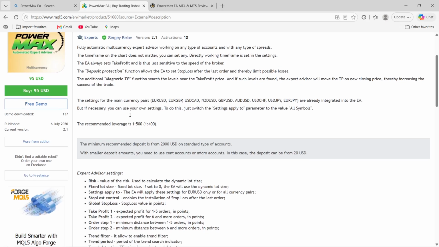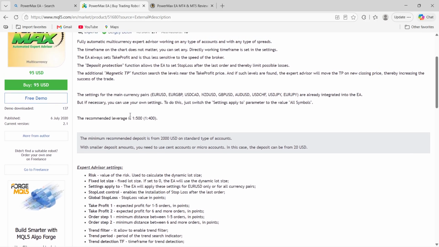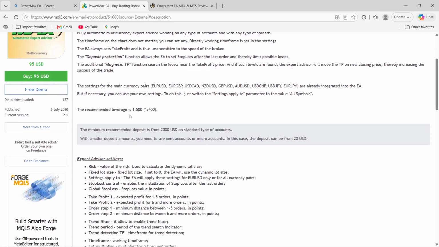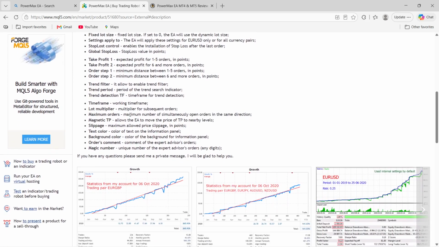Alright, so the core seems built around managing multiple orders in the same direction. You have order step 1 for the first 5 orders, and order step 2 for anything beyond that. Take profit 1 kicks in for smaller baskets of 1 to 5 orders, while take profit 2 handles the bigger ones. There is a lot multiplier for subsequent trades, and you can set a maximum orders limit per direction.